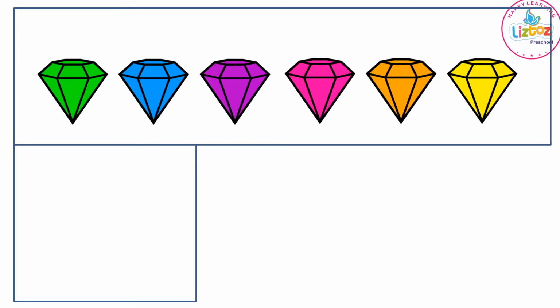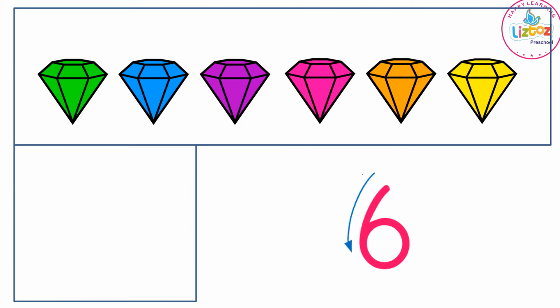Shall we count the objects now, children? How many objects are there? 1, 2, 3, 4, 5, 6. How many objects? 6. How to write 6? Look at the screen. Curve and circle. Okay, this is number 6.